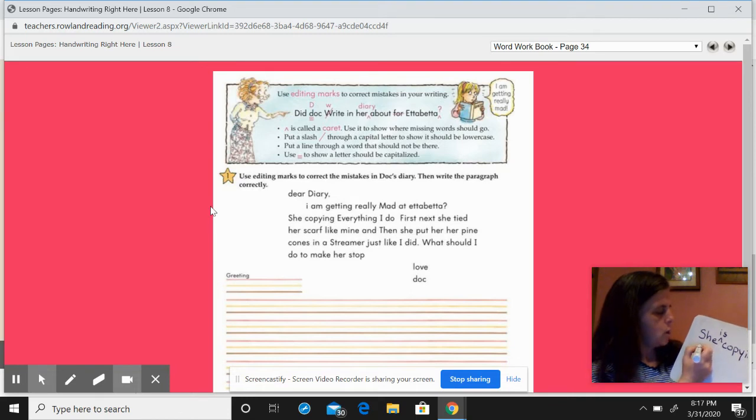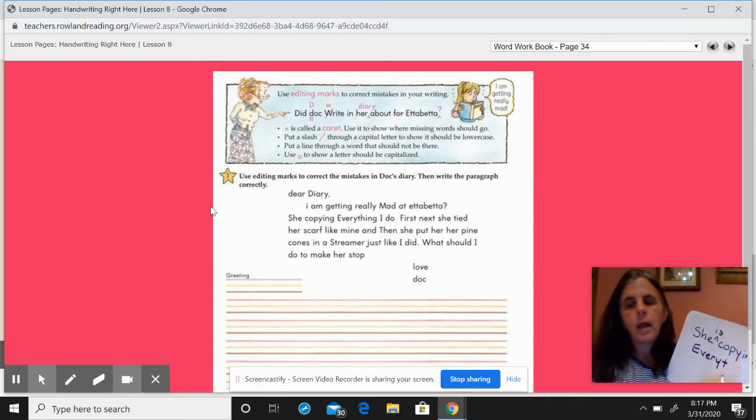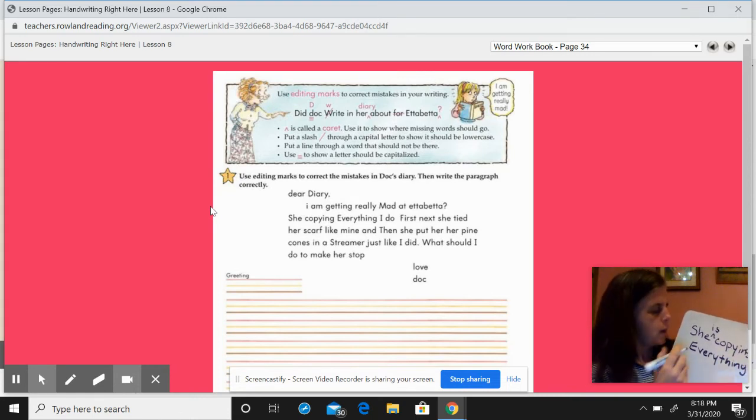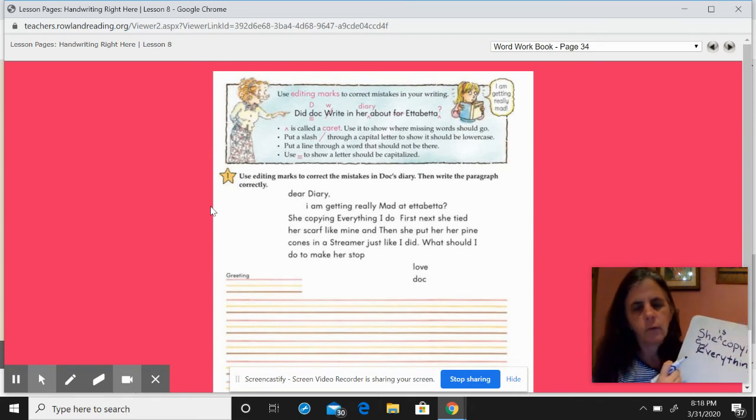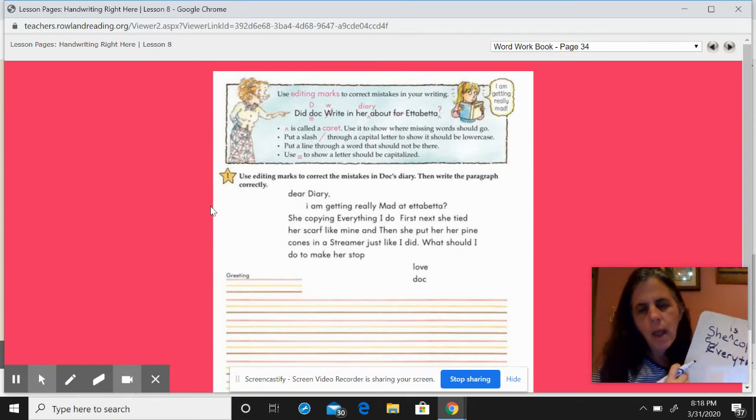Now, in the next word here, we have everything. Look carefully at that word, everything. Excellent. That's right. We want to put a slash line because everything should not have a capital E when it falls in the middle of the sentence. She is copying everything I do.